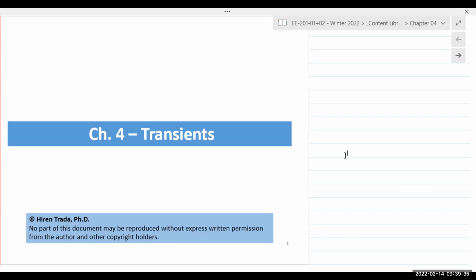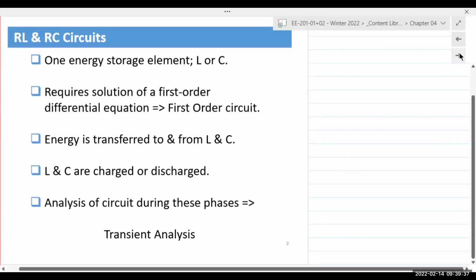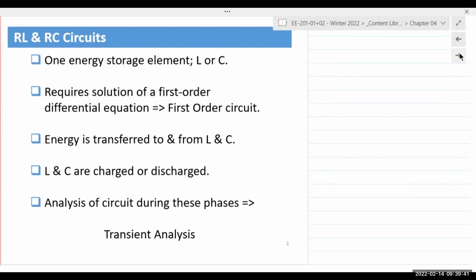Now, when it reaches the full charge, we say that it has reached another steady state because once it's fully charged, the voltage or the current does not change, right? So far, we have looked at circuits that comprise of one inductor or one capacitor. In this chapter, our primary focus will be on circuits that comprise of only one capacitor or one inductor, okay? Similar to the previous chapter 3.